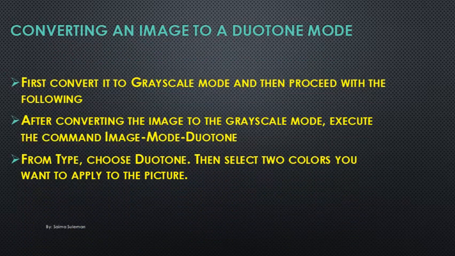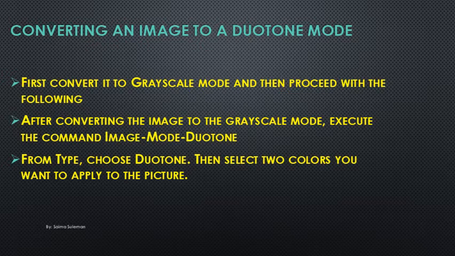Now the last option is converting an image to duotone mode. Duotone mode means that you are changing your picture into two modes, two colors. First convert it to grayscale mode and then proceed with the following. The grayscale mode we have already done in our lesson, so we will do the next part. After converting the image to grayscale mode, execute the command Image, Mode, Duotone.